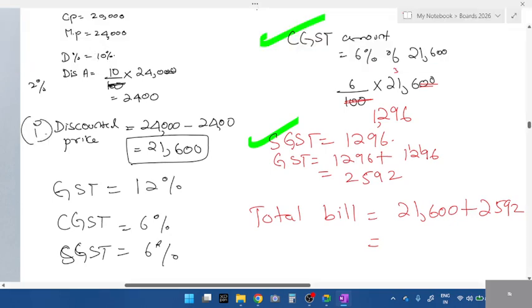Maintain notes. It will be helpful for revision. This is the first one. This is the second answer. If you write all this, you'll get 3 marks.